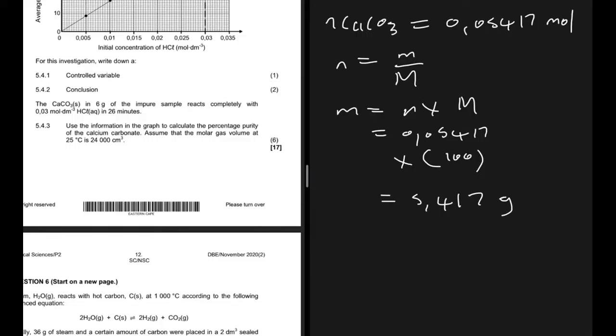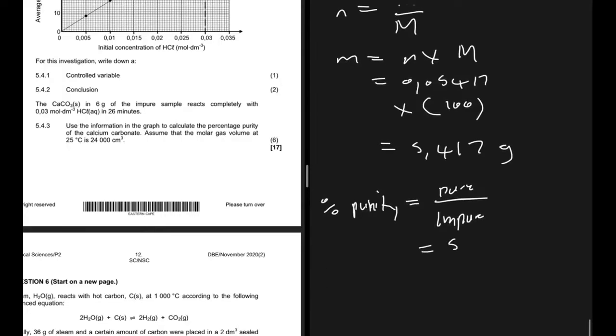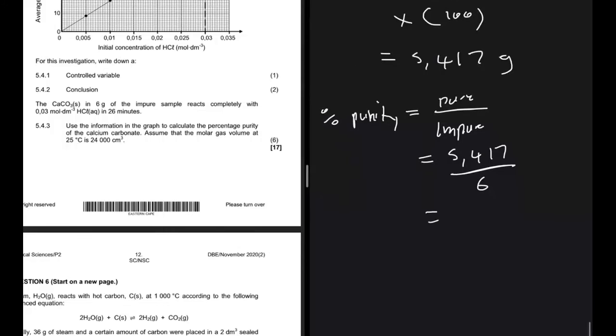So now we have the mass of CaCO3 that reacted and the mass of the impure sample. To find percentage purity, we say percentage purity equals pure substance divided by impure, the whole substance. So this is going to be 5.417 divided by 6, let me put that in my calculator real quick, which equals 0.9027. After that, you just multiply by 100 so that you get it in percentages. So 0.9027 multiplied by 100 is 90.27%.